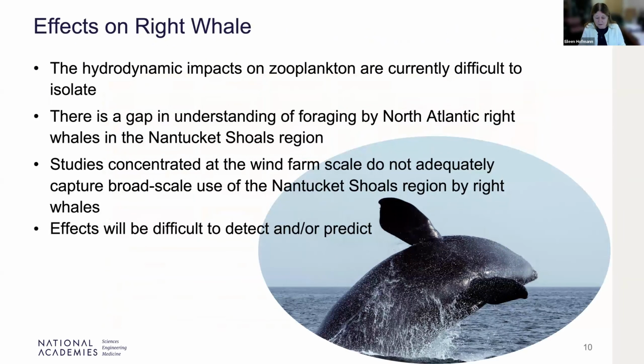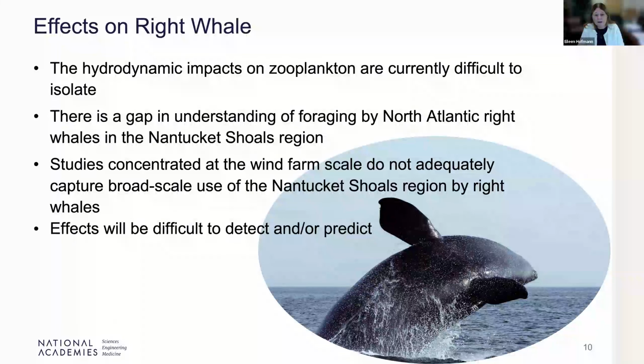So what about impacts on right whales? A summary of the ability to assess these impacts is on this slide here. So we've already heard that the hydrodynamic impacts on the zooplankton are currently difficult to isolate. There is a gap in our understanding of foraging by North Atlantic right whales in the Nantucket Shoals region, and that makes it difficult to identify an impact.